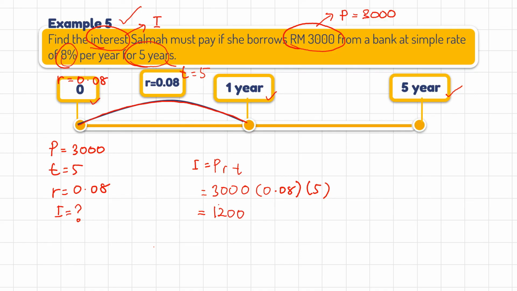1,200 ringgit. Please remember, interest has its own unit, which is RM. So the final answer will be I equals to RM1,200. This is our final answer. Hope you guys really understand about simple interest rate.